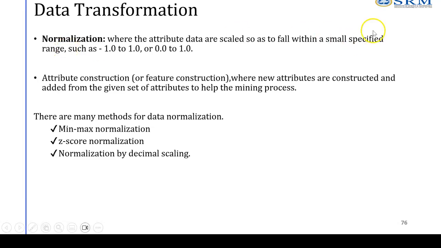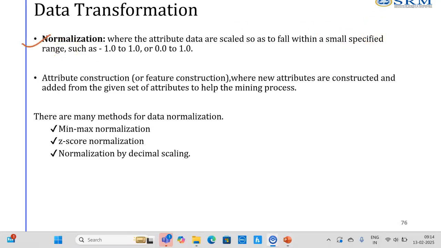Okay, so another method we are going to see is normalization. In normalization we have 3 methods, and we are also going to see some problems in normalization. So what is normalization? Each and every attribute might be in different ranges. So these attribute data are scaled so that they fall within a specified range, for example, from -1 to 1 or from 0 to 1. Normalization's main aim is to make sure the data is scaled to a specific range.